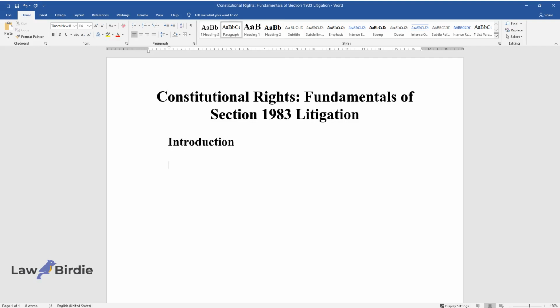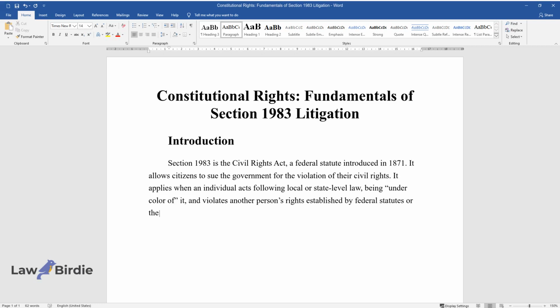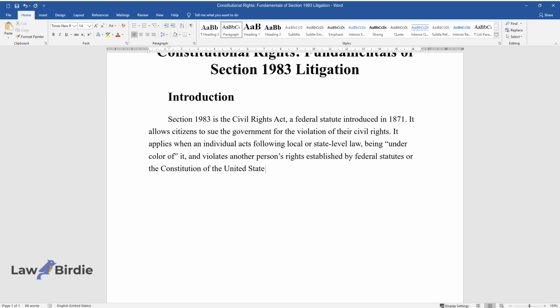Introduction. Section 1983 is the Civil Rights Act, a federal statute introduced in 1871. It allows citizens to sue the government for the violation of their civil rights. It applies when an individual acts following local or state-level law, being under color of it, and violates another person's rights established by federal statutes or the Constitution of the United States.